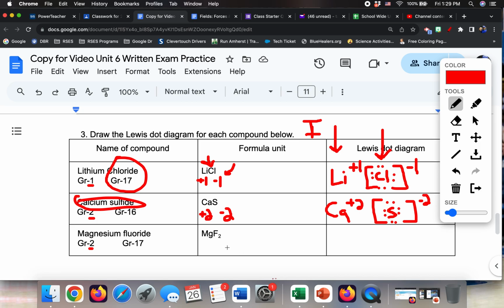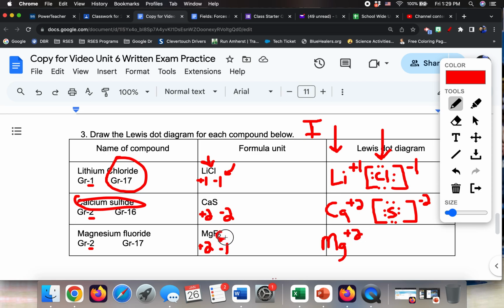All right, so a little bit of a tricky one because we have a little number. We'll show you how that works, but the first step is the same. Group 2, +2. Group 17, we said is always -1. The thing now I'm going to have to do is say magnesium is still the first element, so it gets that positive charge and no dots.